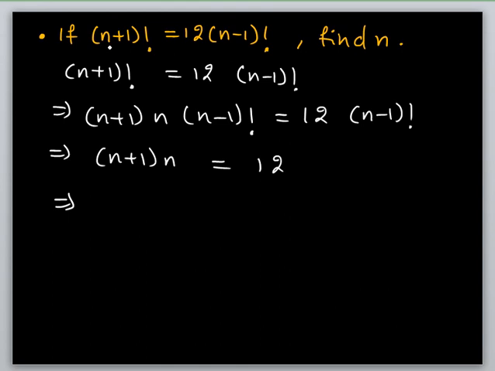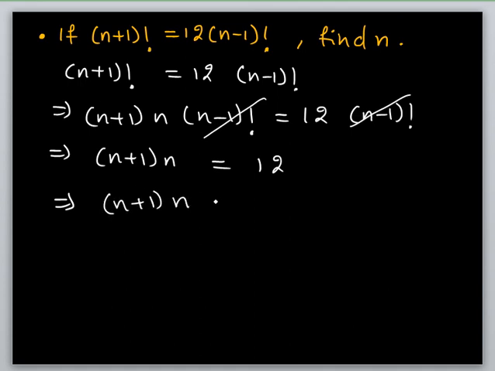If you compare, the natural number n plus 1 is greater than the natural number n minus 1. So while simplifying this, we'll go for expanding n plus 1 factorial, which gives us n plus 1 into n into n minus 1 factorial. And on the right side, it is 12 times n minus 1 factorial. So you can see this gets eliminated. And this is what we are left with. You can expand it, convert it into a quadratic equation, and then you can solve for n.